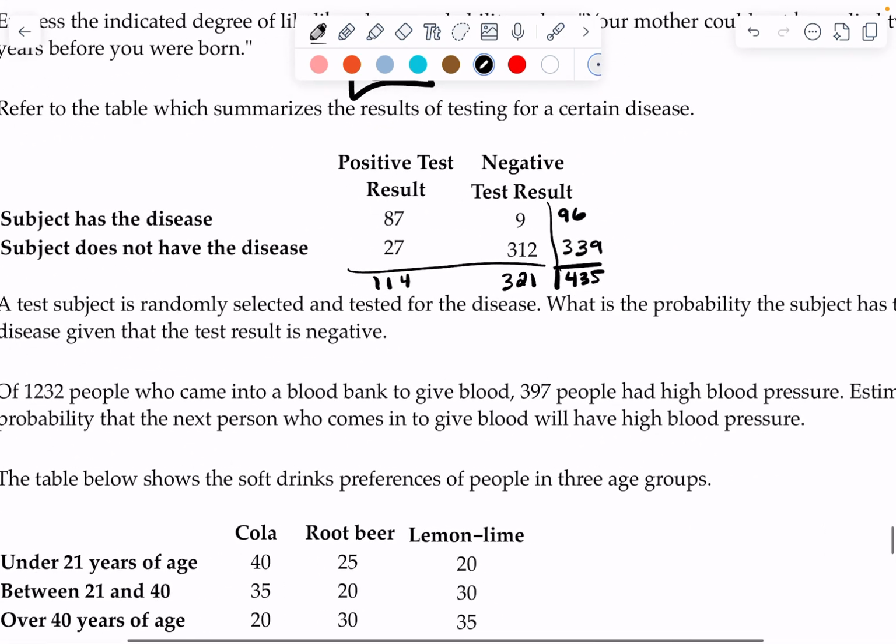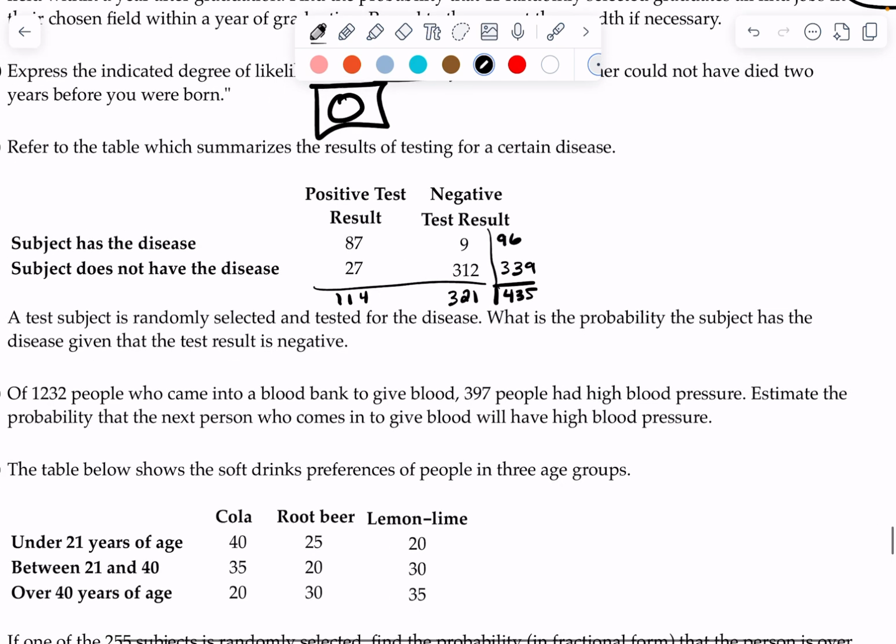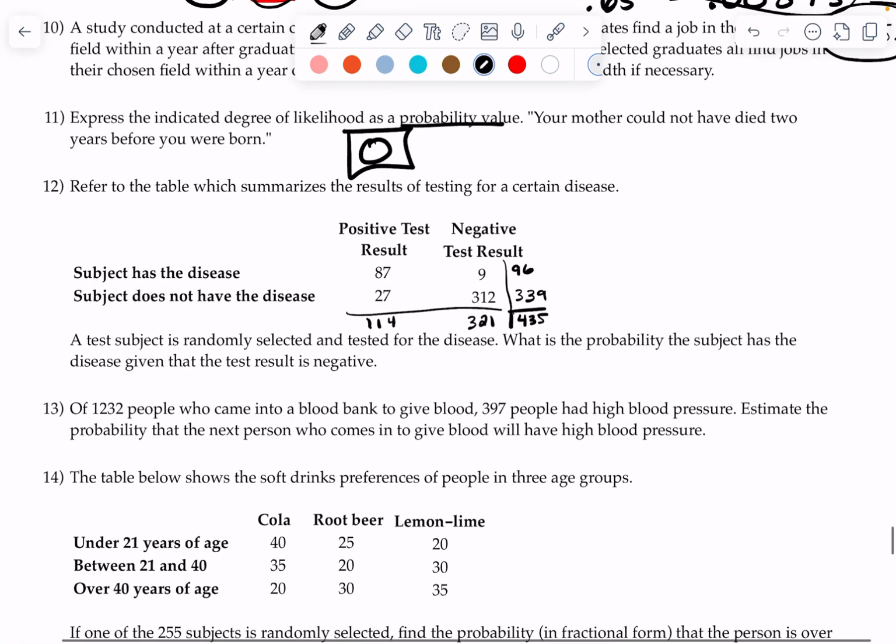A test subject is randomly selected and tested for the disease. What is the probability the subject has the disease given that the test result is negative? Okay, I have to paraphrase. Probability has the disease given, that's what that line means, negative. So now I'm not looking at all 43 of them. I'm only looking at the negative people. So my negative people are my bottom number. That's 321.